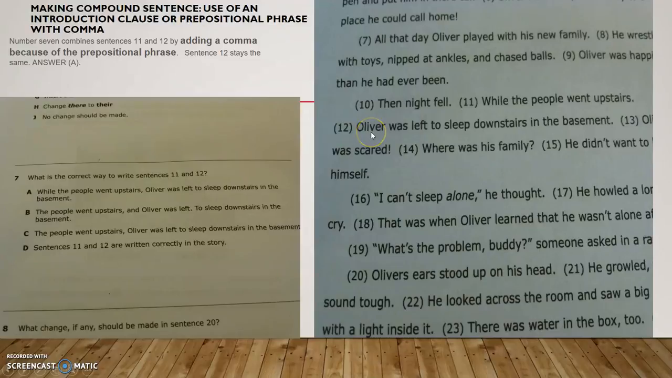So I'm going to go back to 12. Oliver was left to sleep downstairs in the basement. While the people went upstairs, Oliver was left to sleep downstairs in the basement. All right, let's go over here to our answer choices. While the people went upstairs, comma, Oliver was left to sleep downstairs in the basement. So again, I see a prepositional phrase, while the people went upstairs. We can change this period to a comma and just say Oliver was left to sleep downstairs. That makes sense. I'm going to put a check right here.